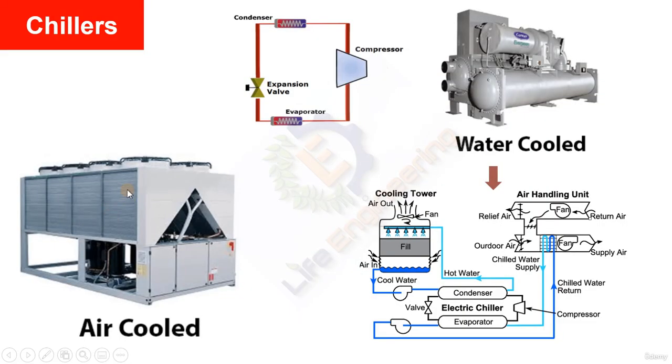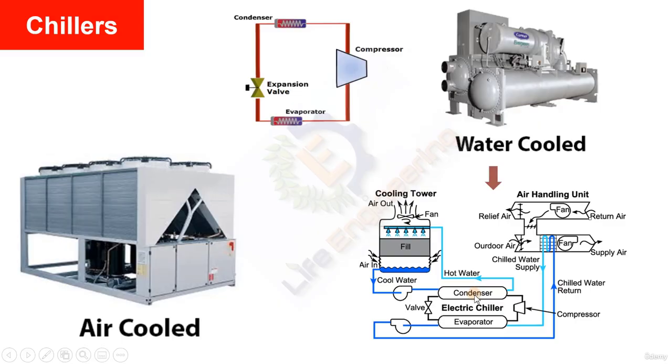This is the chiller. This is a condenser. This condenser can be cooled by fans or it can be cooled by water. So this is cooled by air. That's why it has to be located at the ambient outside. This type of chiller is water cooled, and it's cooled by water. This water is cooled by a cooling tower. That's why this is the water cooled chiller.